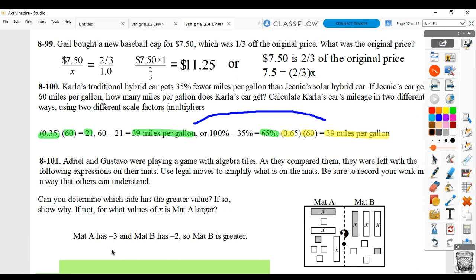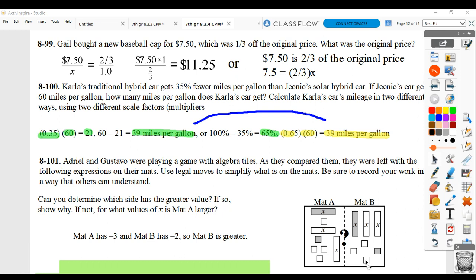So once you do your legal moves, which you should again write down the original equation, this would be x minus 2x plus 1 minus 1, 2, 3, 4. Write that as an expression. Do the same thing on mat B's side. x minus 2x plus 1 minus 3.